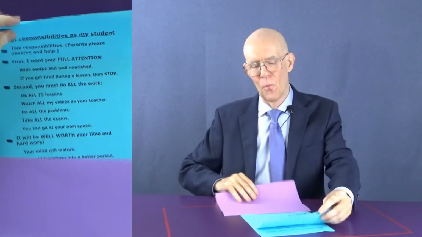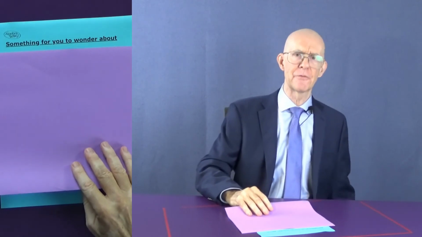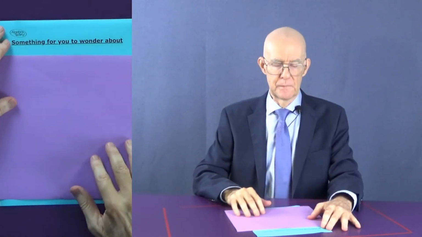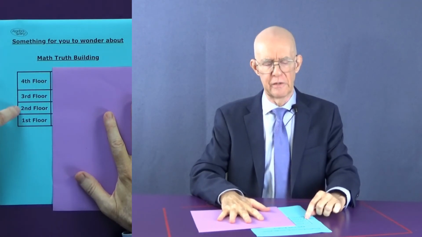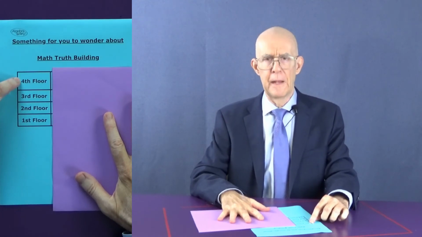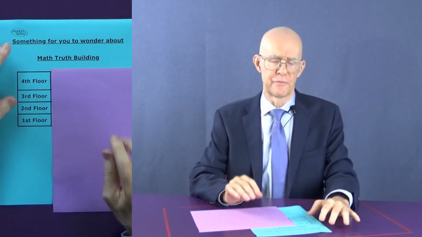So, one more thing, something for you to wonder about. The way that I'm going to teach algebra to you and teach you to think for yourself, we can think of it as exploring the truth of mathematics, and the truth of mathematics we can see is organized like a building with 4 floors. We call it the Math Truth Building, and it has 4 floors: first floor, second floor, third floor, fourth floor. And I'm going to tell you the names of the floors.